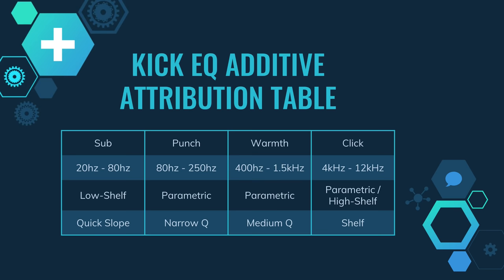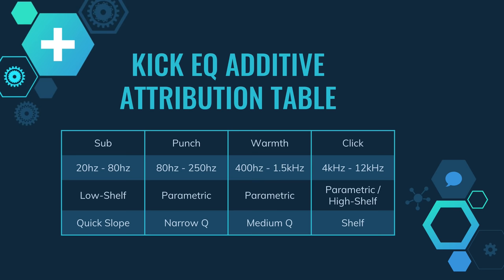Below this, I've written out what kind of EQ you should use on each one of these. So for sub, I like to use the low shelf, and you can really control that in an additive way. If you want to boost some sub, you want to use a low shelf to do that. With punch, you want to use a parametric EQ. Same thing with warmth. And with click, I like to use either a parametric or high shelf, but when you're using parametric, you want to be very careful to not overdo things and not have such a narrow Q.